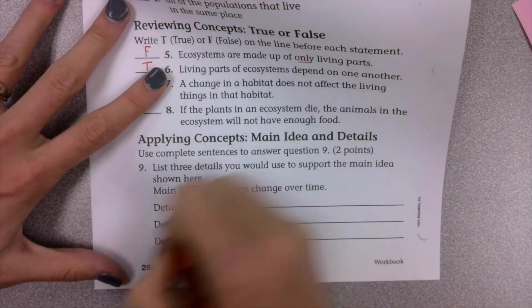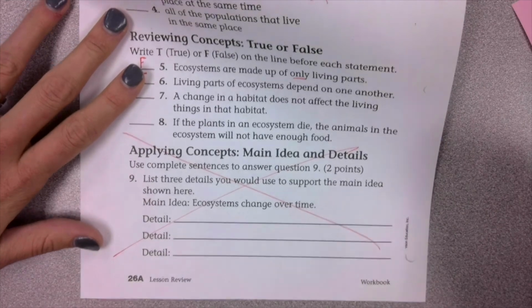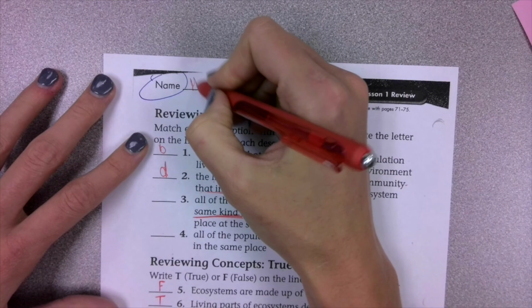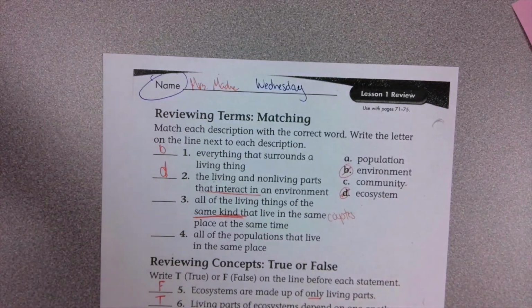Number 9 at the bottom, you can go ahead and cross out. We're not going to do that one today. When you're done with it, please put it back in your Wednesday folder. Double check that you got your name on the top. And make sure you check it off of your weekly checklist.